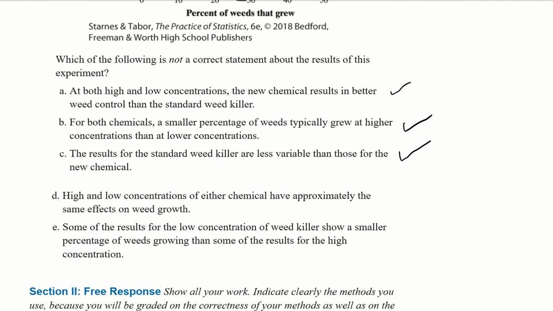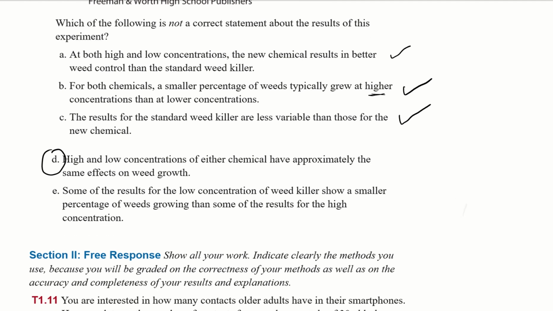High and low concentrations of either chemical have approximately the same effects on weed growth. Okay, and we know that that's clearly incorrect, so I'm going to circle that. That's incorrect because that contradicts what we said about part B. Remember in part B we said that there's a smaller percentage of weeds at higher concentrations. So that indicates that the higher concentration is more effective than the lower concentration. So it has to be D. Okay.